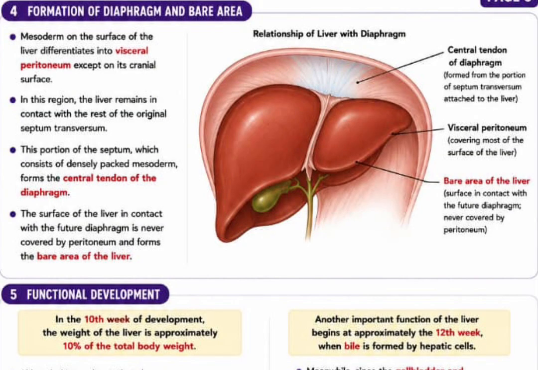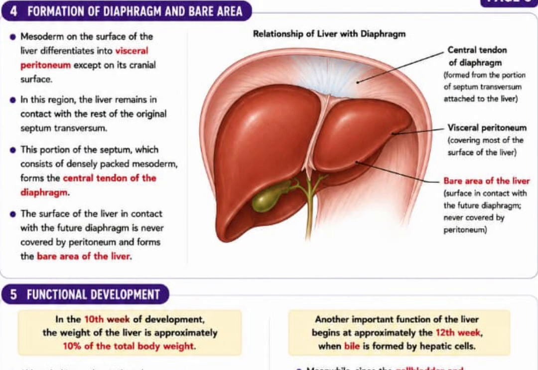And I told you that the septum transversum becomes the central tendon of the diaphragm, and the area of the liver that is close to the diaphragm forms what we call the bare areas of the liver. One thing you have to know, the liver is formed when its cells proliferate into the septum transversum, and the septum transversum forms the ventral mesogastrium for it. And when it forms a ventral mesogastrium, it forms the falciform ligament and the lesser omentum.